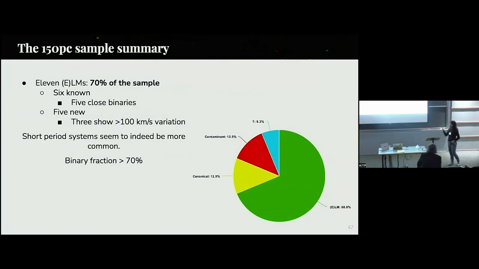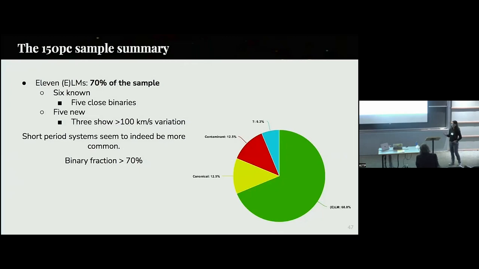So just summarizing these results, there's around 70% of the 150 parsec sample that turned out to be extremely low mass, or at least low mass. 6 of those were known, 5 new, and 8 out of these 11 seem to be either known close binaries or have high radial velocity changes. So it does seem that short period systems are more common.